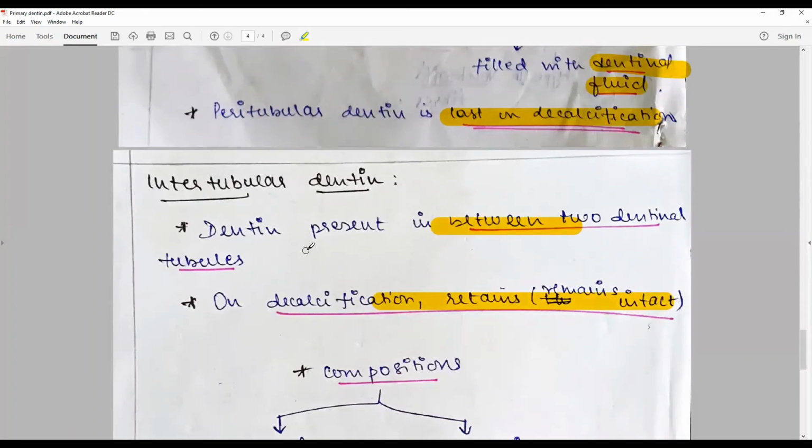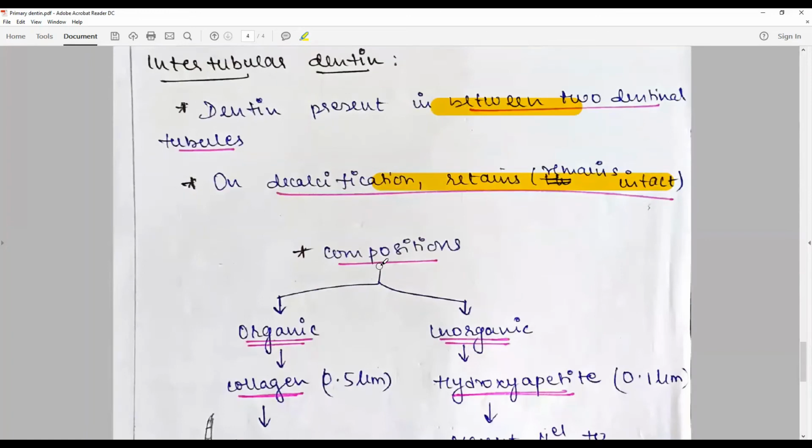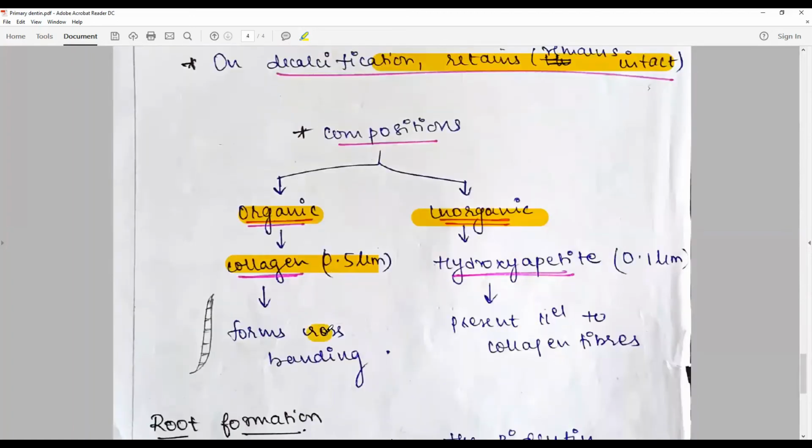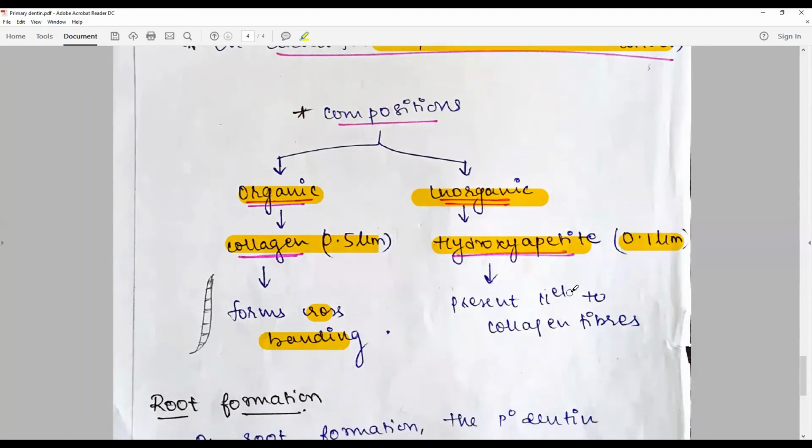Depending upon their composition, it could be organic or inorganic. Organic is made up of collagen, about 0.5 micrometers, having a cross banding of 64 nanometers in humans. Inorganic is mainly hydroxyapatite crystal salts of about 0.1 micrometer thickness, present parallel to collagen fibers, forming a network.